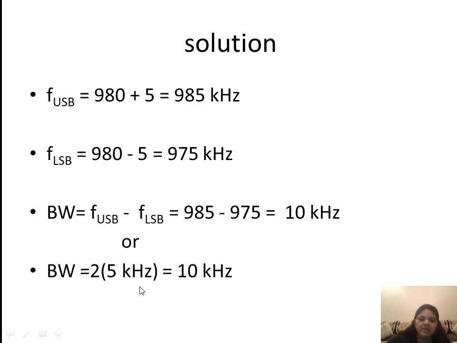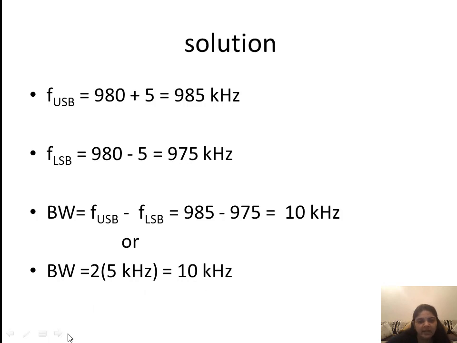So in a 1 mark question, if it is given that the modulating frequency is 5 kilohertz, then in case of amplitude modulation, what is the bandwidth? The required bandwidth is equal to 2 into FM, which is 2 into 5 kilohertz. We are writing here another bandwidth equation that we will study later.